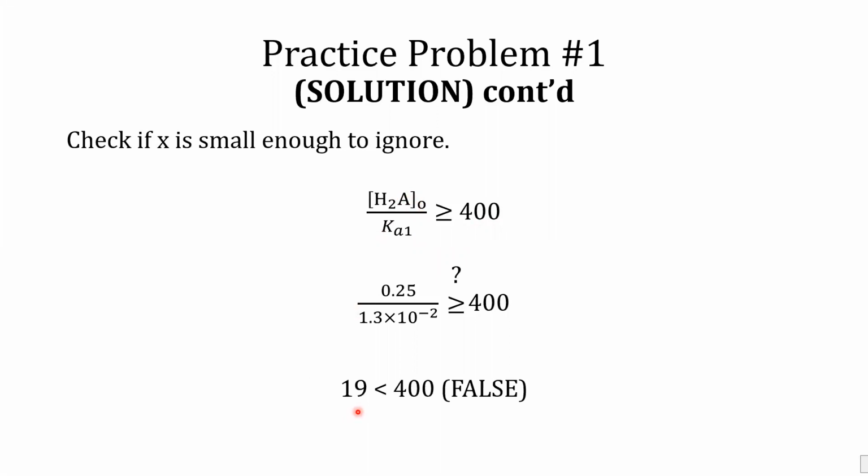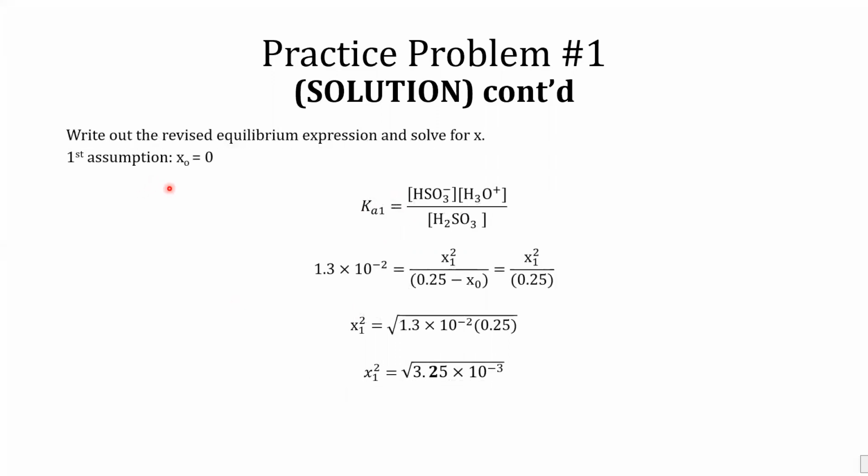In this case, the assumption fails, and one either has to use successive approximation or the quadratic equation to solve for x. For this problem, we will use the successive approximation method. In the first assumption, x0 equals 0, and after solving for x1, it equals plus or minus 5.7 times 10 to the minus 2. For this and the rest of these calculations, the positive root will be used. This process will continue until two consecutive values are equal to each other.